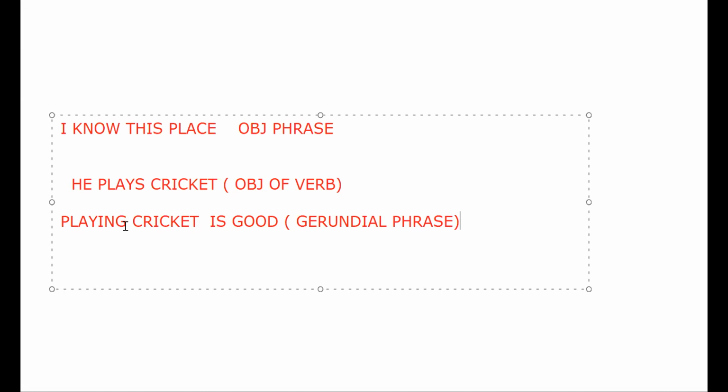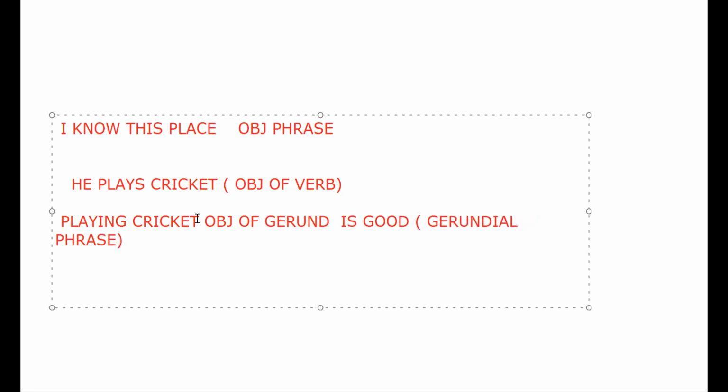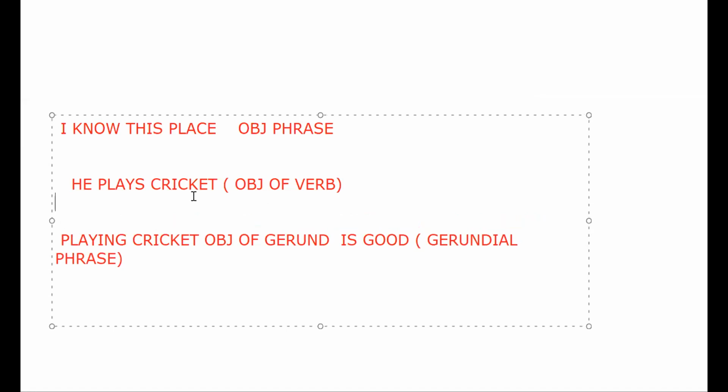Okay. Now, playing cricket. This cricket is also, guys, the object of the gerund. You guys have to understand this. Playing cricket is a gerundal phrase. If you ask me what is cricket, cricket is the object of playing. So the point is it can be the object of a gerund. Object can be a verb's object, object can be a gerund's object. Okay. Objects can be gerunds too.